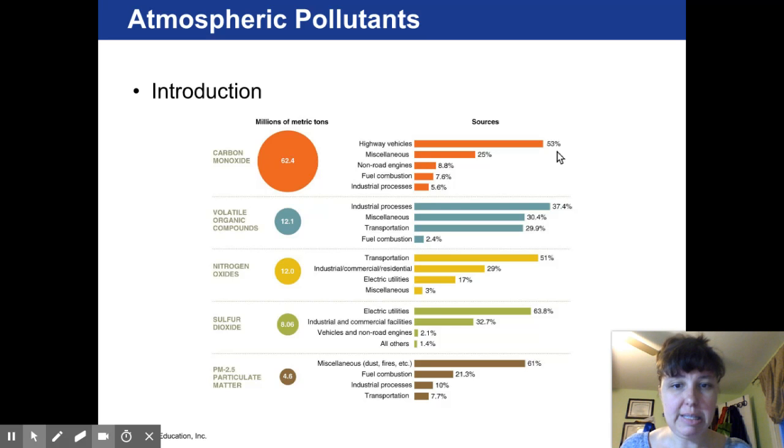The miscellaneous things like dust and fires, which can also be human-caused dust and fires, like from fuel plants. Then there's fuel combustion, and then industrial processes.